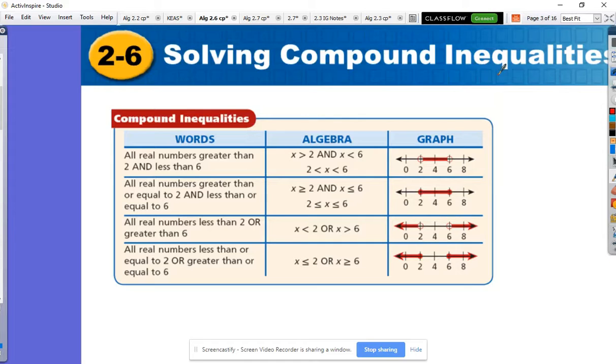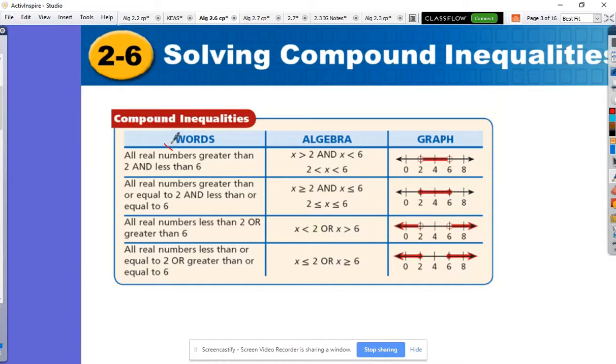Okay, so let's check out our different situations. We have 4 different situations here we're going to take a look at. The first one here is: all real numbers greater than 2 and less than 6. See this "and" part, that makes it compound. So it's greater than 2, less than 6.